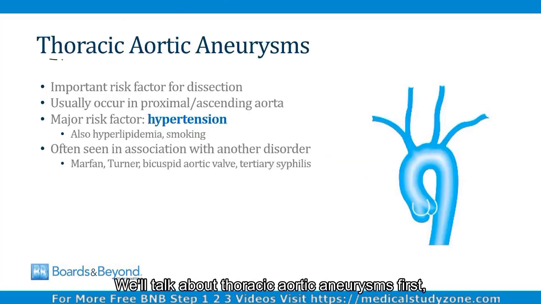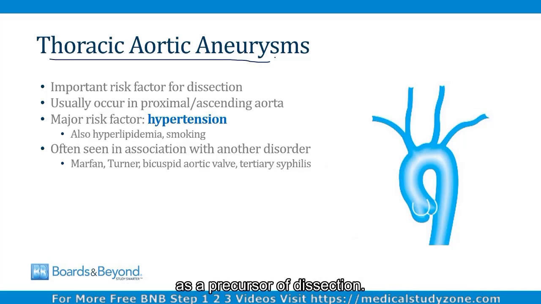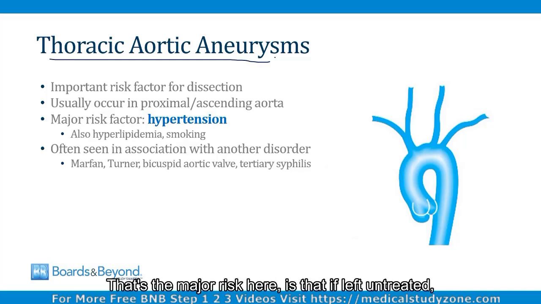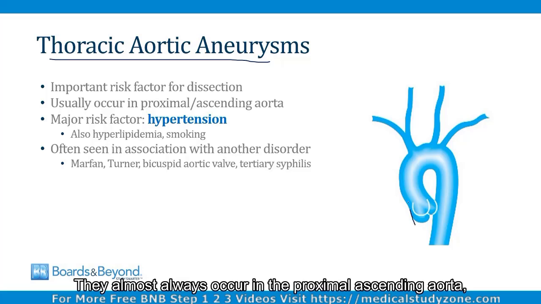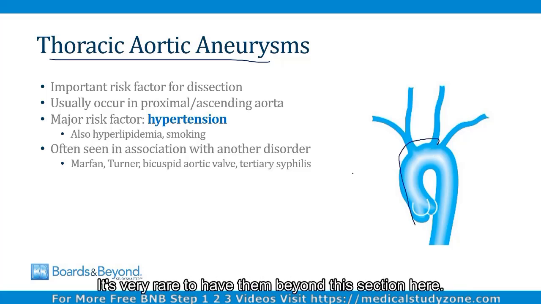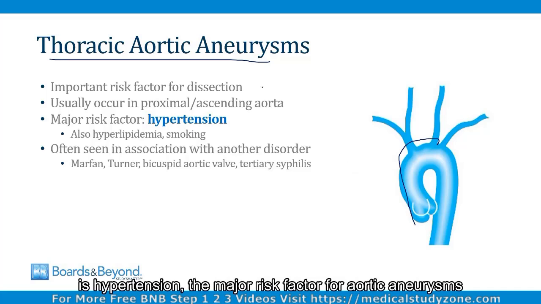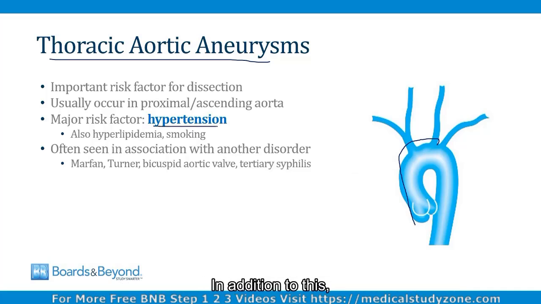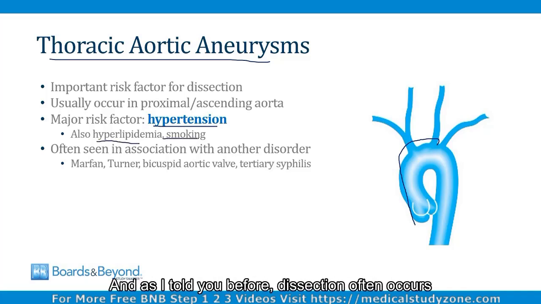We'll talk about thoracic aortic aneurysms first, and you can basically think of a thoracic aortic aneurysm as a precursor of dissection. That's the major risk here, is that if left untreated, these aneurysms will lead to dissection. They almost always occur in the proximal ascending aorta in this section right here. It's very rare to have them beyond this section here. And just like the major risk factor for dissection is hypertension, the major risk factor for aortic aneurysms is also hypertension. In addition to this, some other typical cardiovascular risk factors also are associated with aortic aneurysms, things like hyperlipidemia and smoking. And as I told you before, dissection often occurs in patients who have some type of aortic disorder. The same is true of aortic aneurysms.